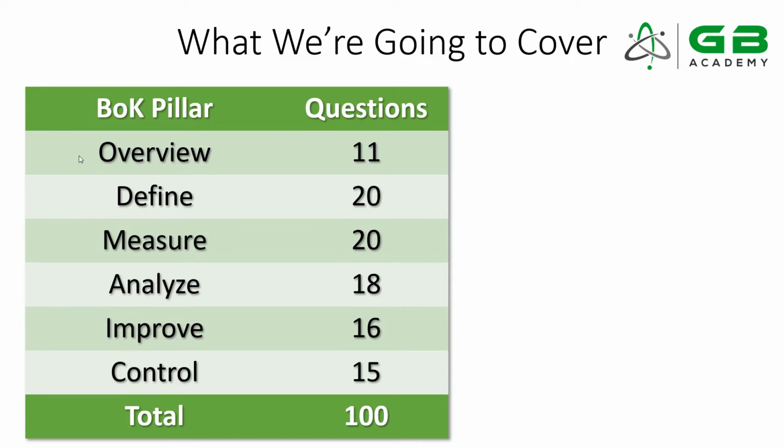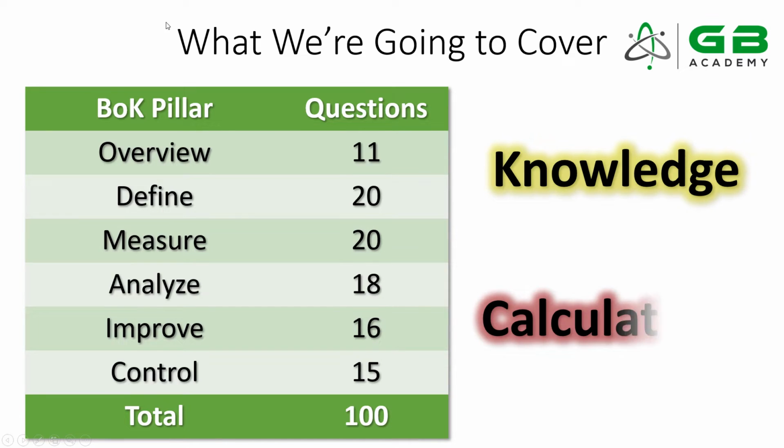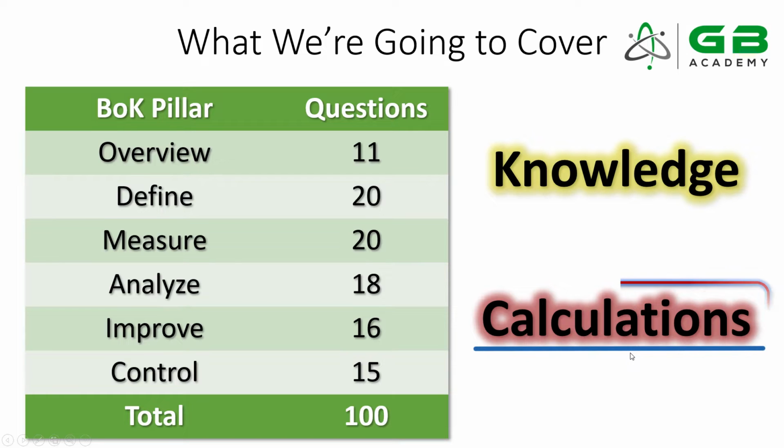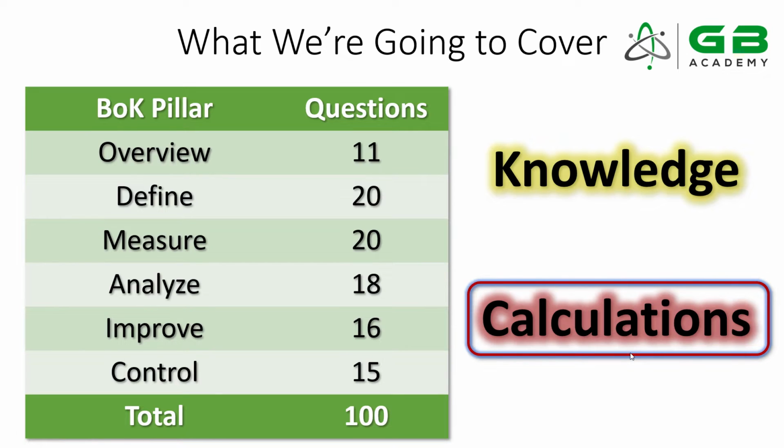Now, on the Greenbelt exam, there are really 2 types of questions. There are knowledge questions, like what type of tool is being described, or what concept or tool would be best used in this situation. And there's also calculation type questions. For the purposes of today's video, I'm focusing more on the calculations, because this is where most people get tripped up on the Greenbelt exam, when they have to use some of the statistical tools, calculations and methods that are required in the body of knowledge.